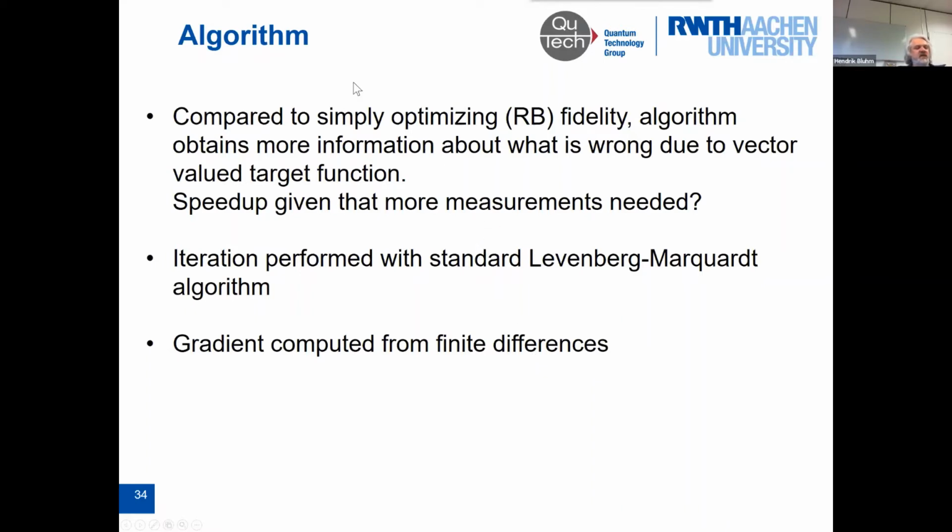And the general idea is that compared to the practice of just optimizing randomized benchmarking, the algorithm obtains more information about what is wrong with the gates, because it is basically given a vector-valued target function. But on the other hand, one has to ask, does this really give a speed up? Because to extract more information, one needs more measurements. So this would be an interesting benchmarking task.